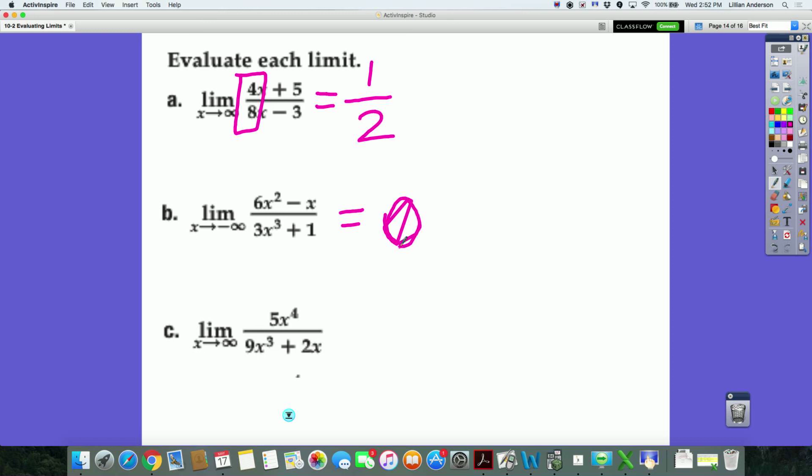Okay? Now, in this one, it's the opposite. But take a look. Look at the coefficient of the numerator and of the denominator. They are both positive. Because they're both positive, that means that if we were to try to graph this, as x is approaching infinity, y would be approaching infinity as well.